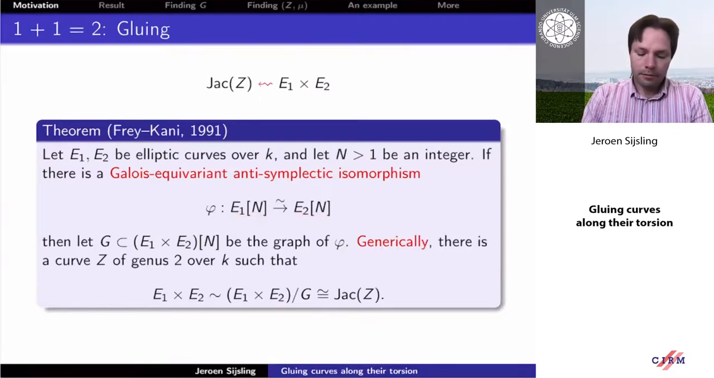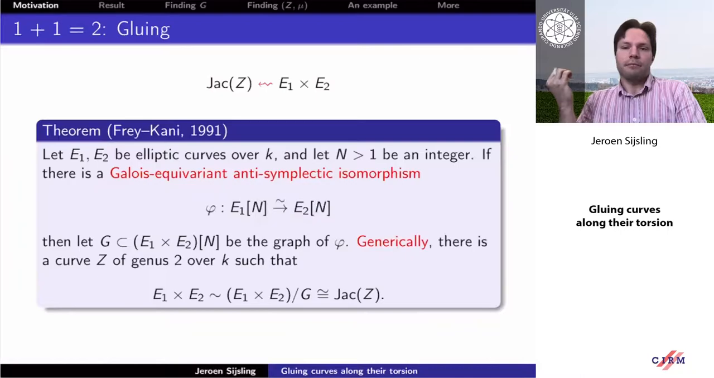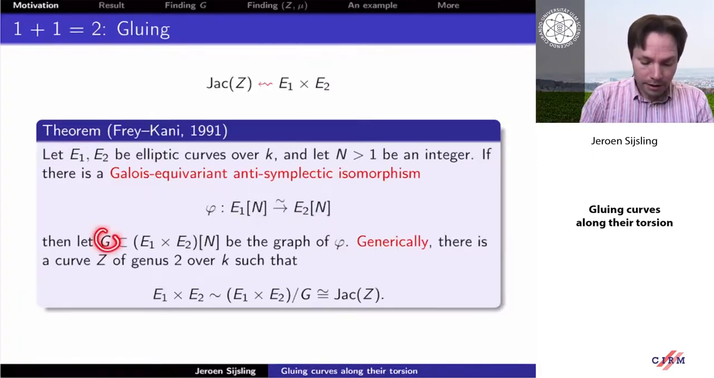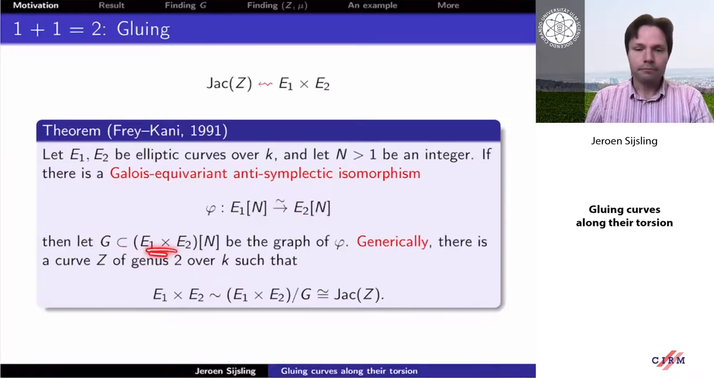Galois equivariant in the usual sense, that it respects Galois conjugation. The statement is then, now consider the graph of G in the N torsion of the product. Then you can do the following. You just look at this product and you divide out this group G. And then you can hope that this is indeed a Jacobian.